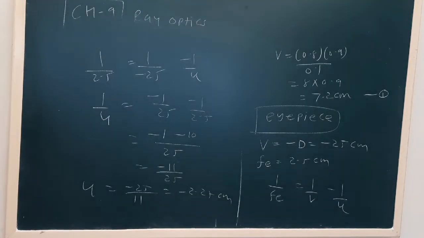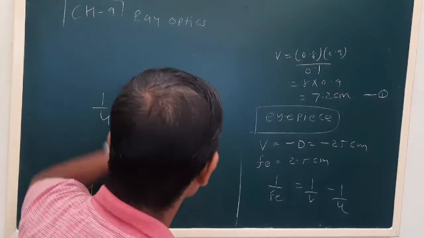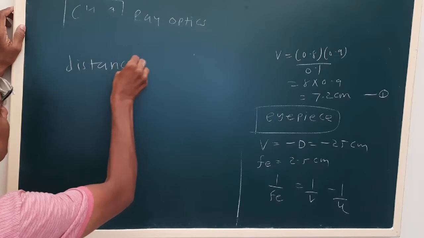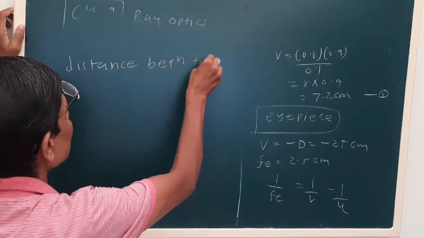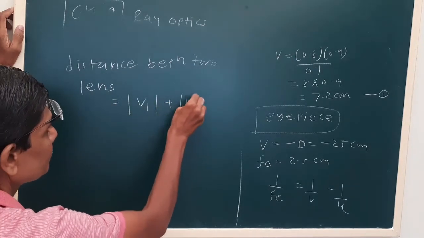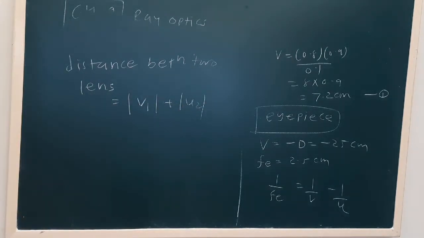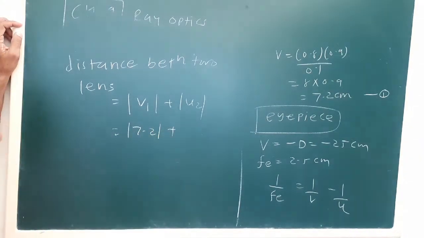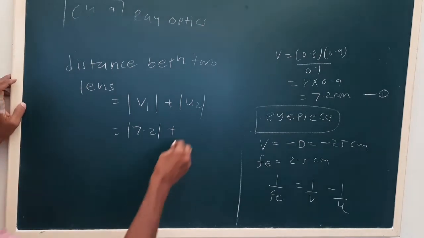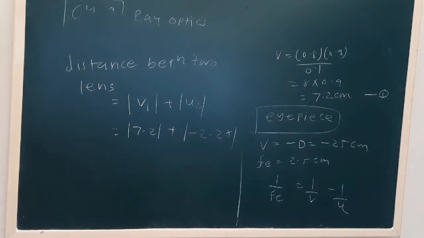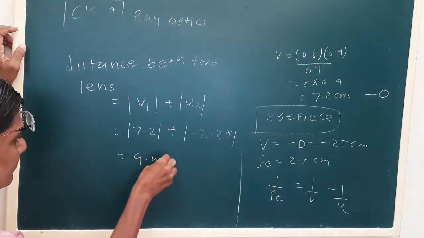Now see the magnification. See here we have to find out the distance between the two lenses, V1 plus U2. So V1 is 7.2, U2 we have just now obtained minus 2.27, but when we calculate distance it is always positive. That turns out to be 9.4 centimeter.